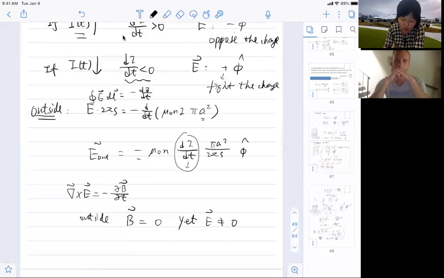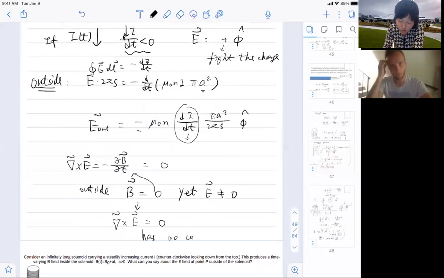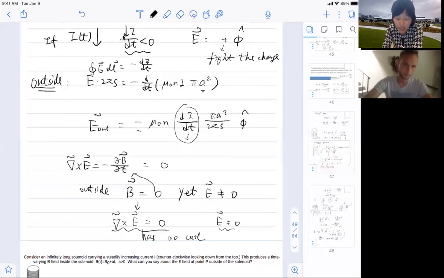Yes, very good. We have seen this before, so I'm glad you don't find this too odd. B is zero, you can plug it in and you get curl of E is zero. This tells you that the induced E field has no curl. That is indeed true, but E can still be non-zero. It doesn't have to be zero for its curl to be zero, right? E is in the φ hat direction, so E is in that direction.